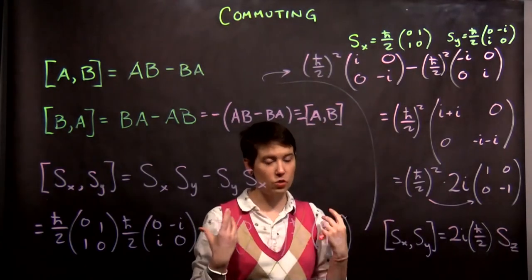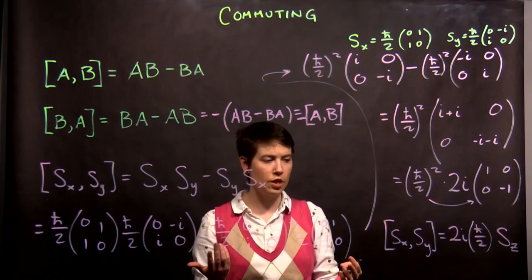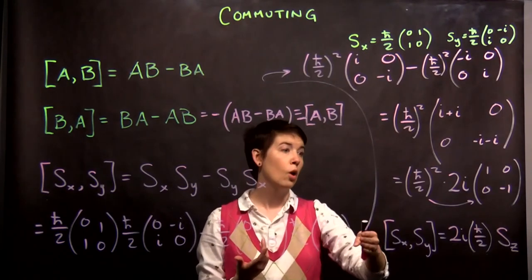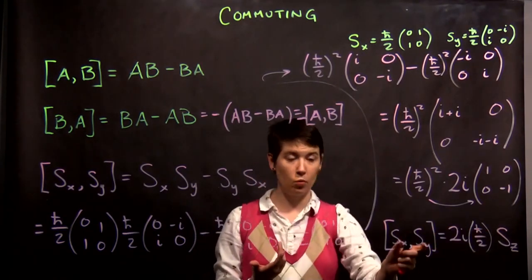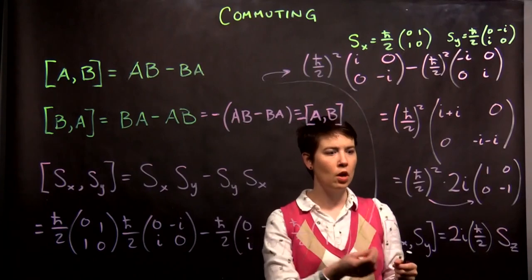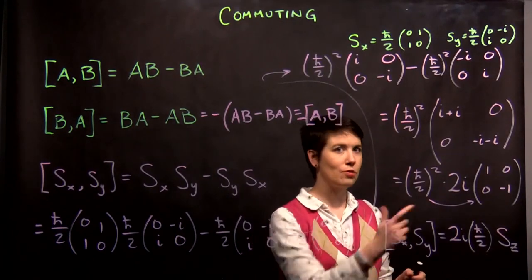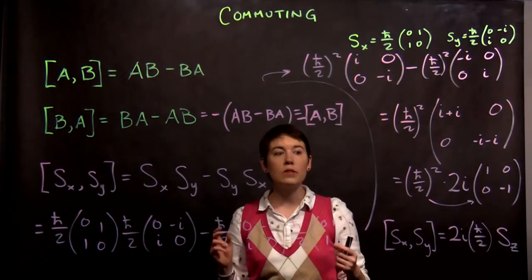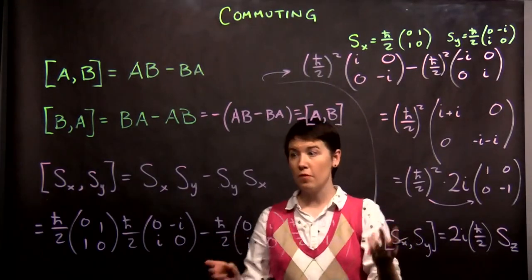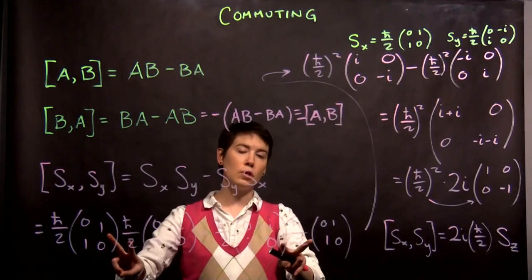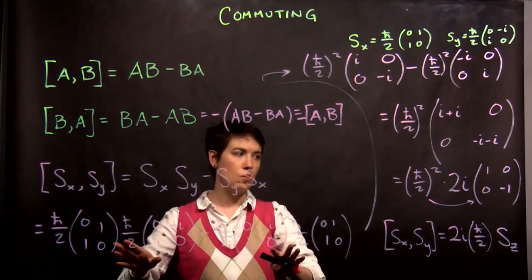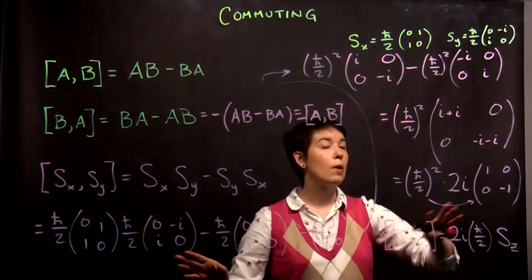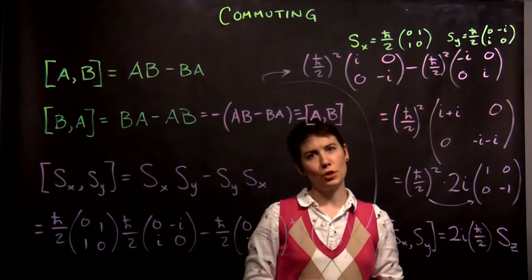This is actually a kind of general relationship, and you can go through and prove this with your different spin operators, that the commutator of two spin operators will give you the third one. So I'll stop here. Again, the goal was to see that this isn't zero, that in fact, the order you multiply them in actually matters, and this interesting relationship pops out here that we can interpret elsewhere.